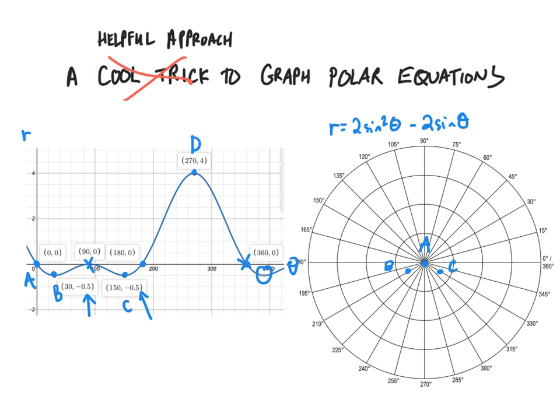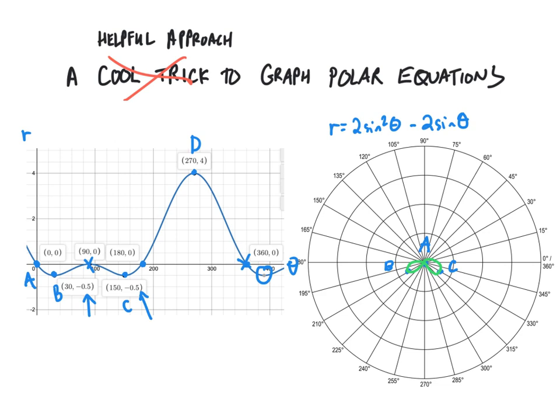And okay, let's just actually play a quick game of connect the dots with those points. So it would go from A out to B, back to A because it goes back to the pole, out to C, back to A. Okay, so far so good. Made a little infinity-like symbol.